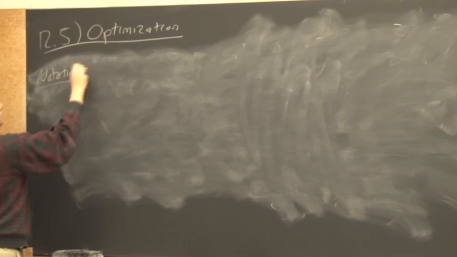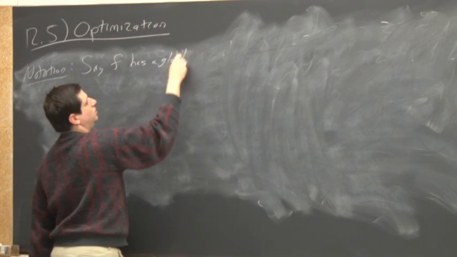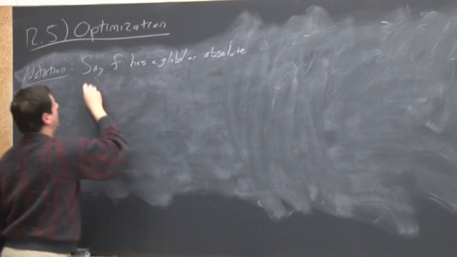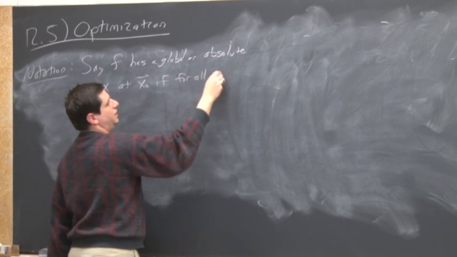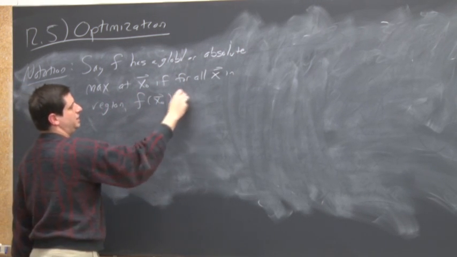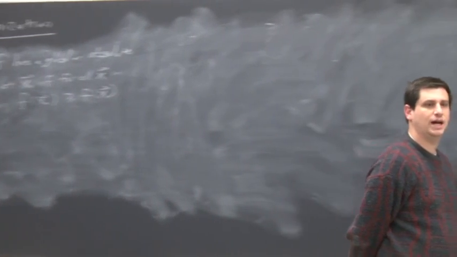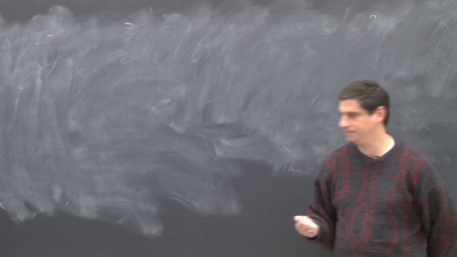Okay, so what I want to do today is talk about optimization. As always, we have to start with a bit of notation. We say f has a global or absolute max at x naught if for all x in the region, f of x naught is greater than or equal to f of x. So there can be other points that are equally large, but no point is larger. And of course, we have a similar definition for a global or absolute minimum.